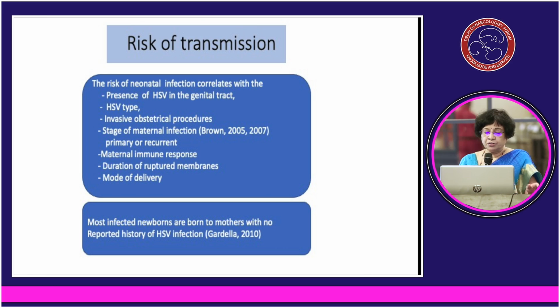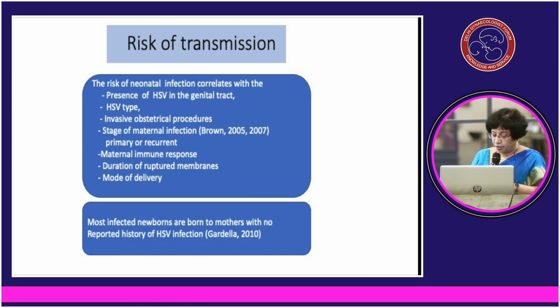So the risk of neonatal infection correlates with presence of HSV in the genital tract, the type of HSV, invasive obstetric procedures, stage of maternal infection, primary or recurrent, maternal immune response, duration of ruptured membranes, and mode of delivery. Most infected newborns are born to mothers with no reported history of HSV. So this is very important to note, that we have to really examine the baby for any stigmata.